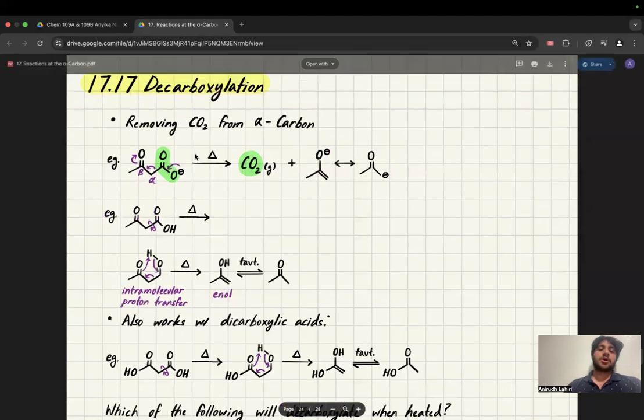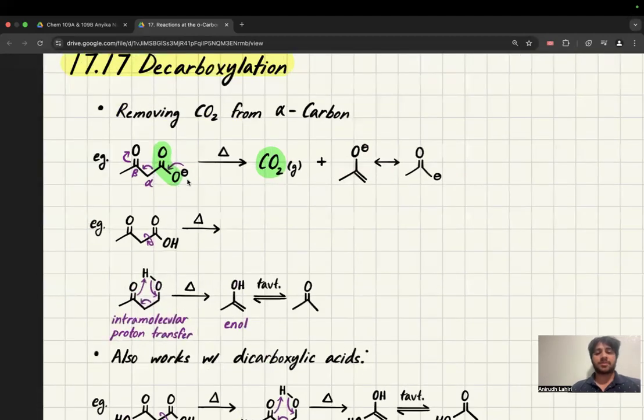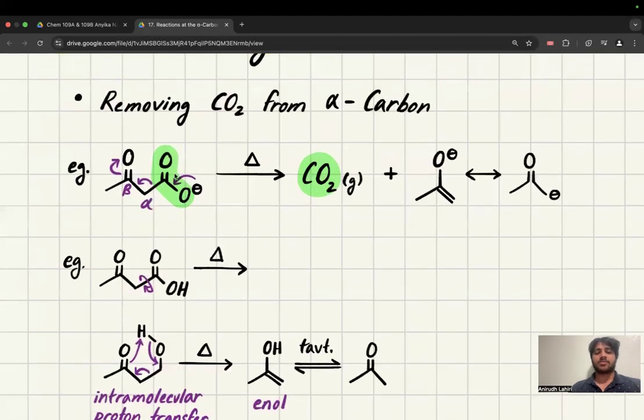Okay, decarboxylations. So decarboxylations are very favorable when they're beta. When they're beta, you only need heat, okay? Because what happens is this O minus, basic conditions, we attack here, we could kick this off. Cool. That's it.